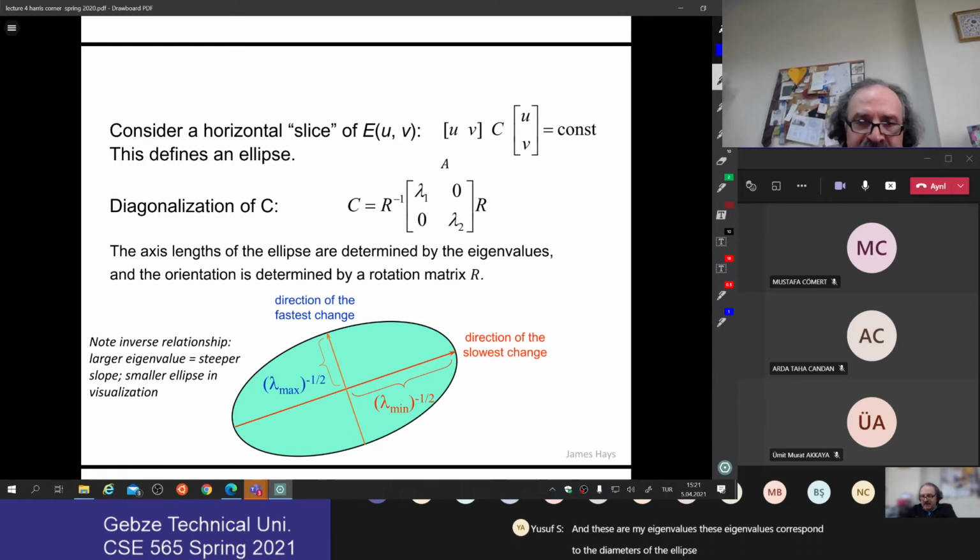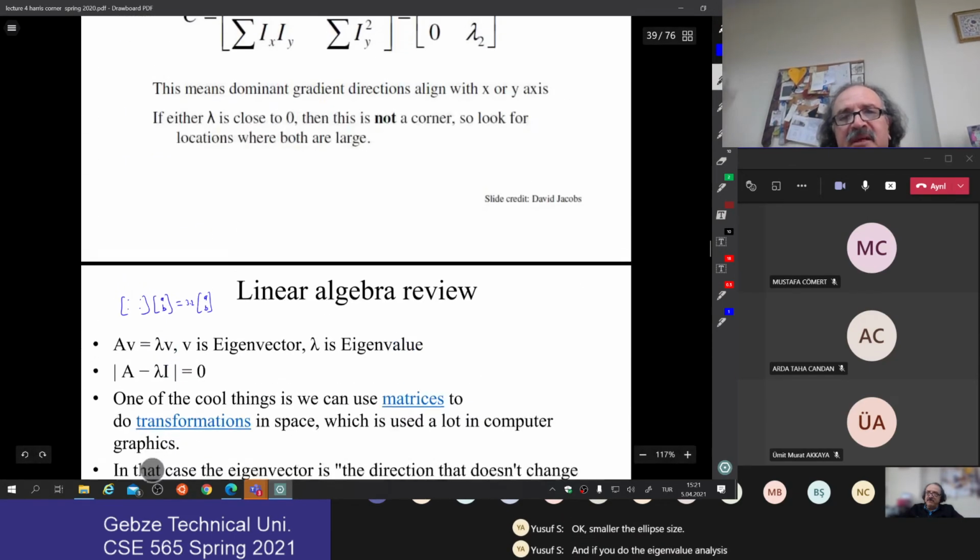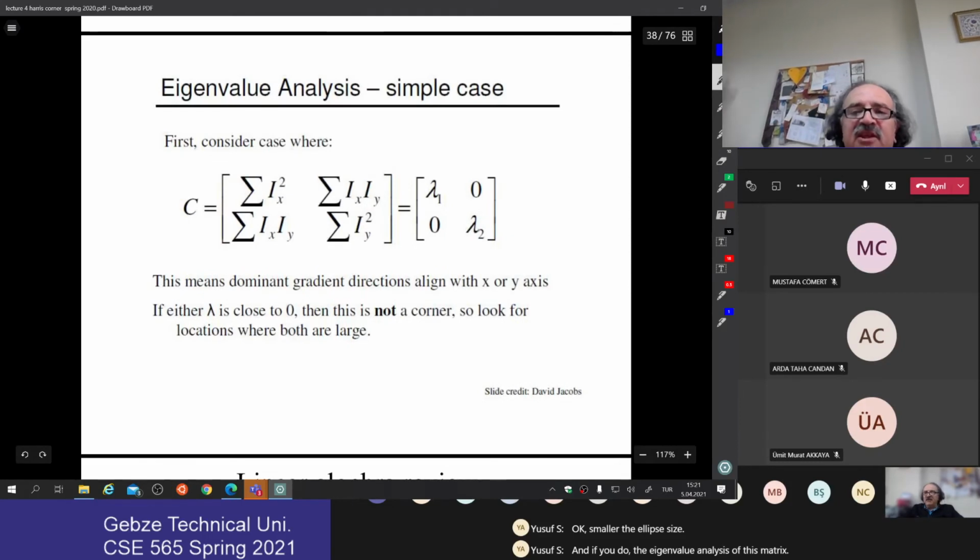But it is like 1 over square root of lambda. So the larger these values, the smaller the ellipse size. And if you do the eigenvalue analysis of this matrix, that will give you both these lambdas, and it will give you the important directions for this matrix. And those important directions will be your corner directions.